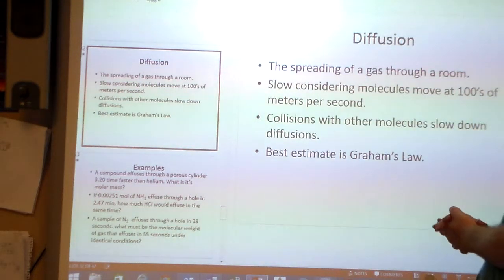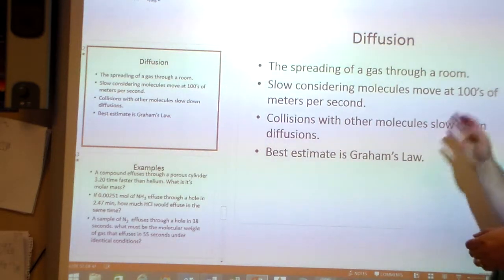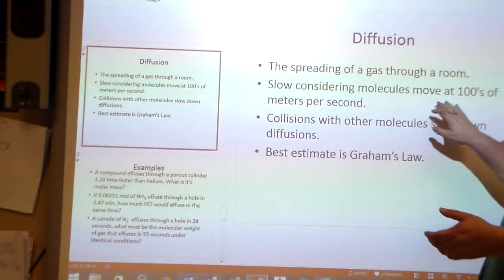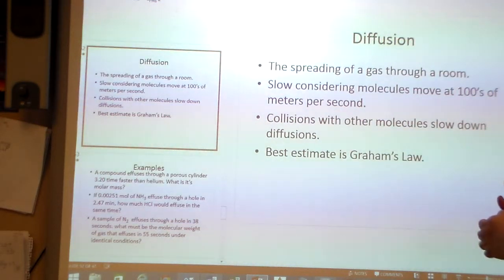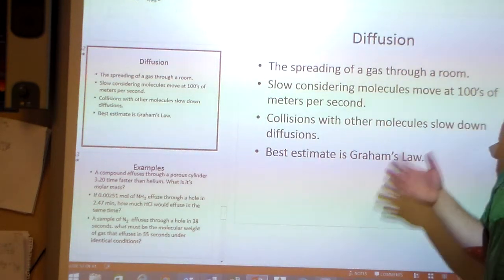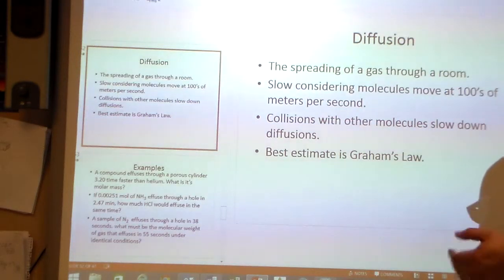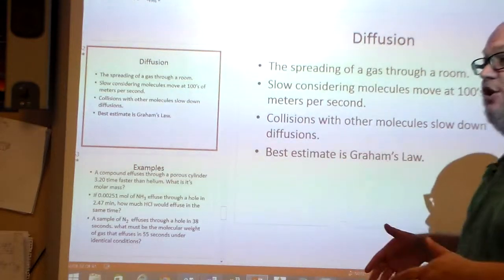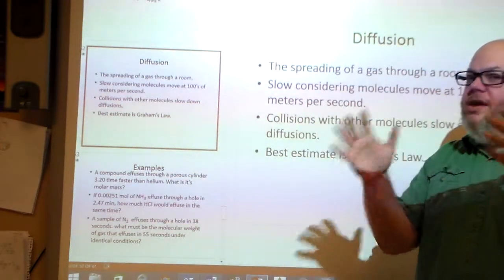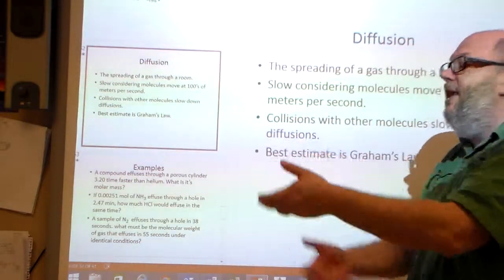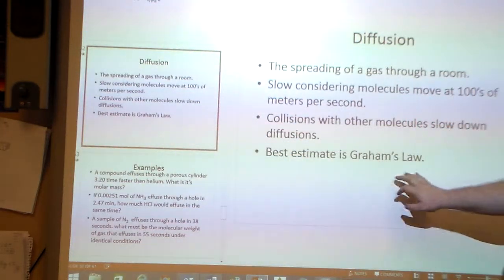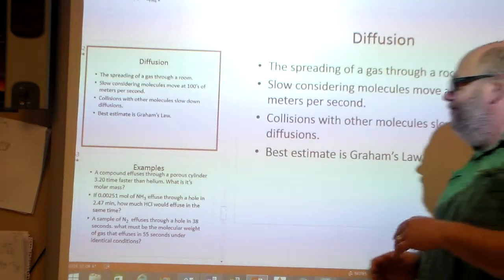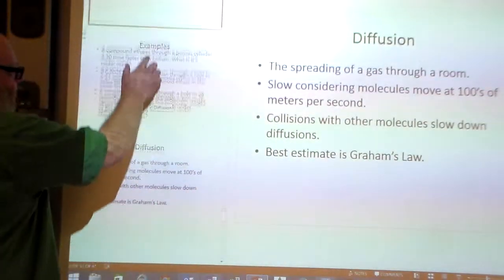That's basically it. Now it is slower, and if you think about it, it's comparative to effusion because molecules move at hundreds of meters per second. Now, of course, collisions with other molecules slow down diffusion. Compared to effusion, when we're talking about going into a vacuum where there's really nothing there to block you, here in diffusion we have air, so you've got air molecules blocking the way, making it harder for those particles. The best estimate that we have in terms of the speed has to do with Graham's law. Okay? All right, let's move on.